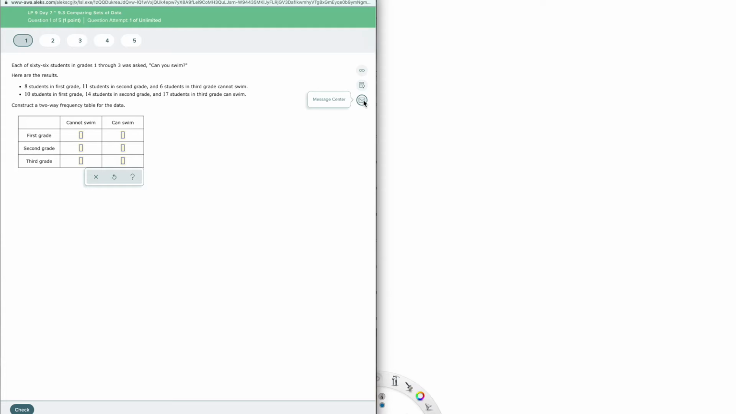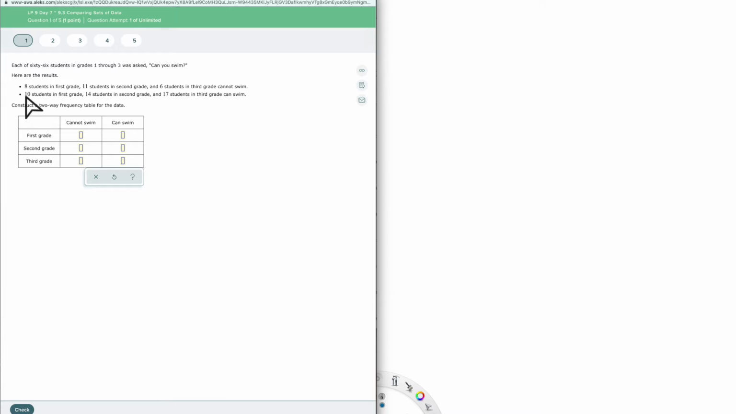Okay, so let's go ahead and take a look at this. So it says, each of 66 students in grade 1 through 3 was asked, can you swim? Here are the results. So first, can you swim? That's kind of the first category we have here. Cannot swim, can swim. That's really the only 2 categories they're allowing. Either you can or you can't.